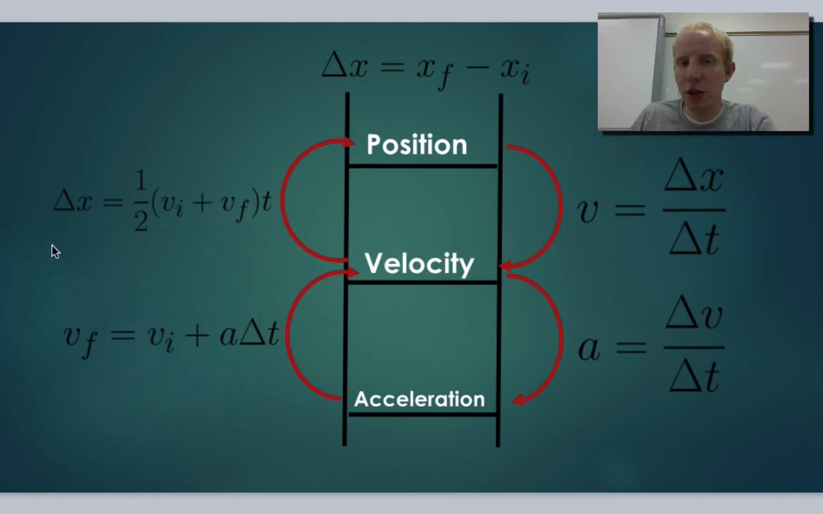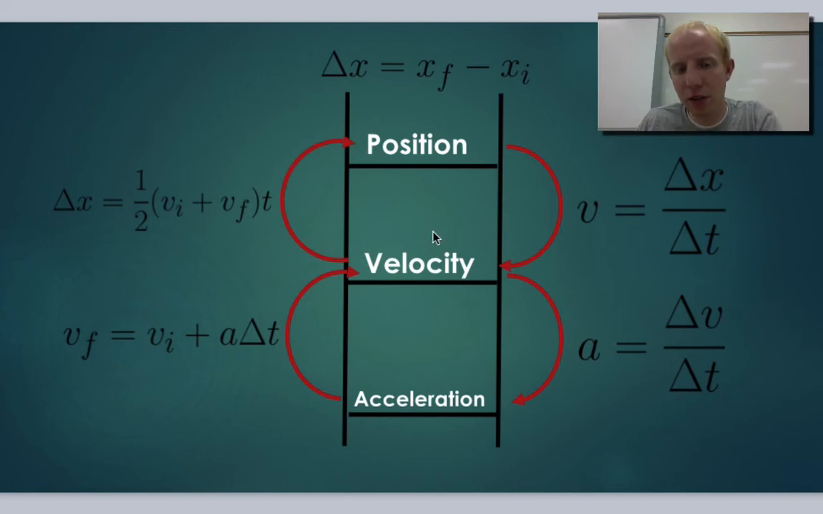These other two equations that we just saw help us go back up the ladder. So if I have an acceleration and I need the velocity, then I'm going to use this equation right here. The final velocity equals the initial velocity plus acceleration times change in time. And then if I need to go from velocity to position, I use this equation. The position or the change in x equals 1/2 times vi plus vf times t. And that helps us jump up the ladder.